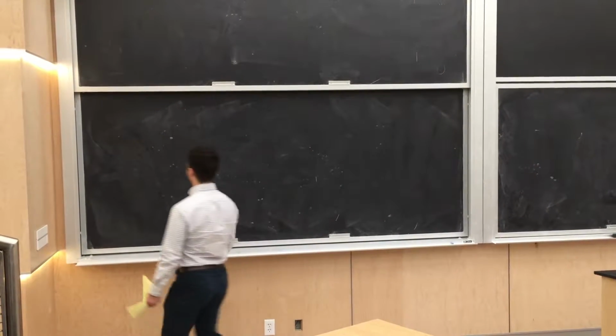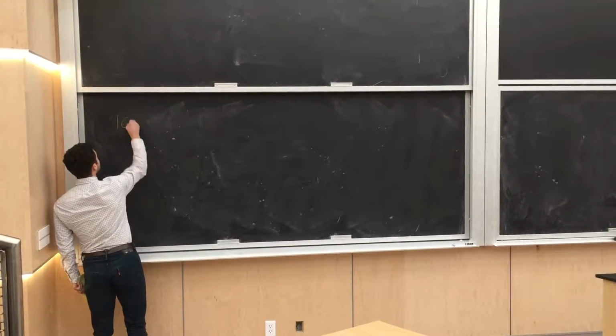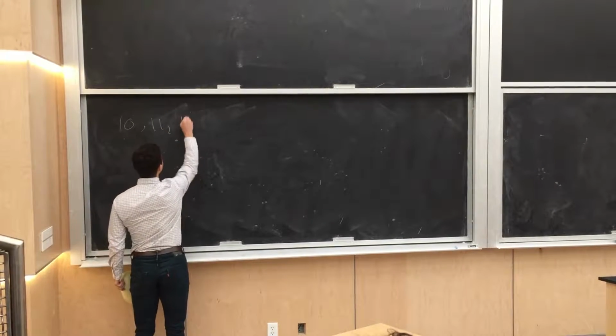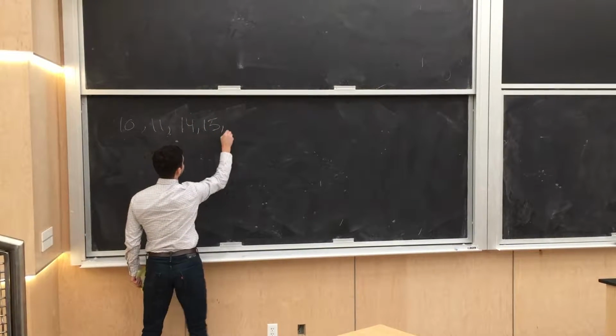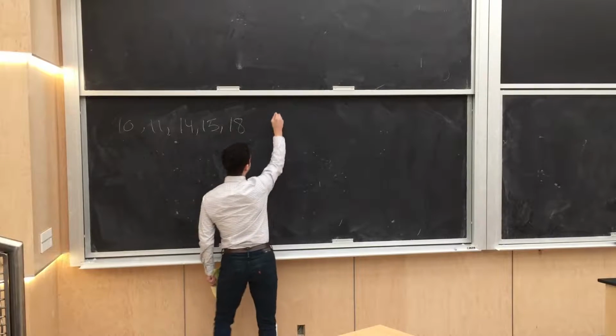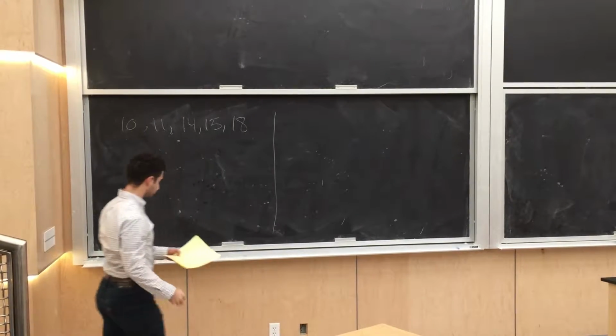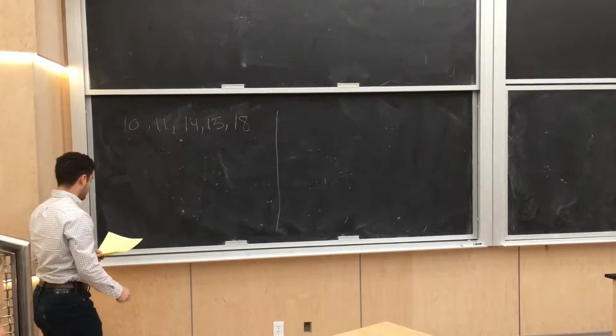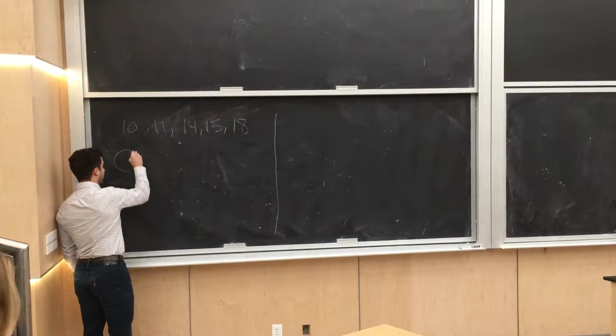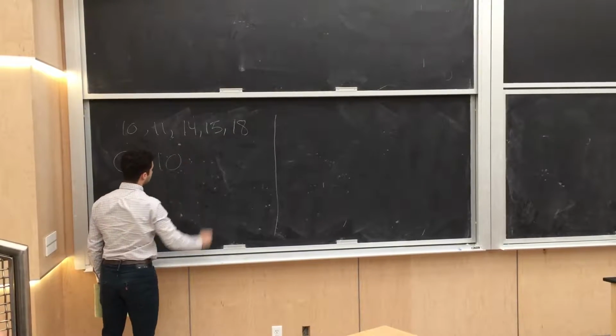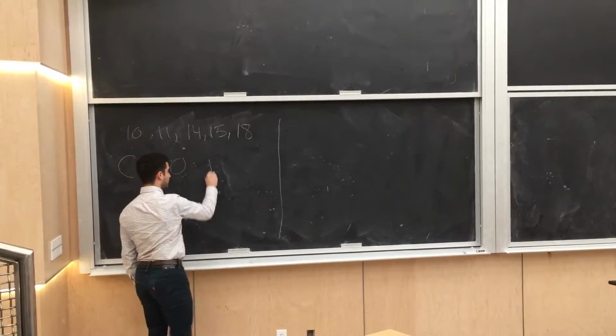So this midterm is about 5 chapters: 10, 11, 14, 15, and 18. And so let's start with chapter 10. What was that about? So chapter 10 was about probability.